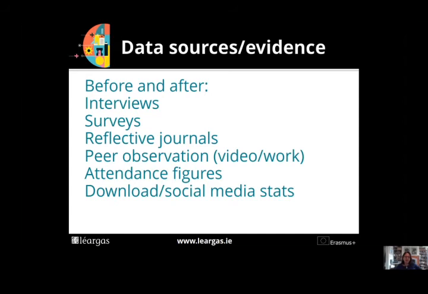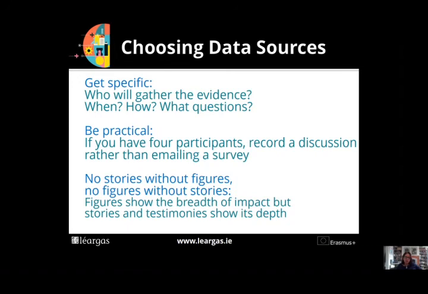So the places that you can get this kind of data are very varied, but as a general rule, you should look at the before and after stages, so before your project took place, after the activity took place. So you might get that information from things like interviews, surveys, reflective journals, peer observation, and so on. When you choose these data sources, it's really important to say in your application specifically who's going to gather the evidence that you have, when, and what questions you are going to ask them.